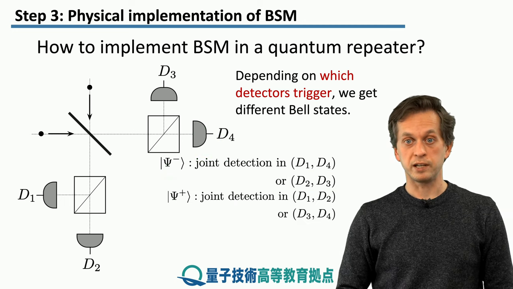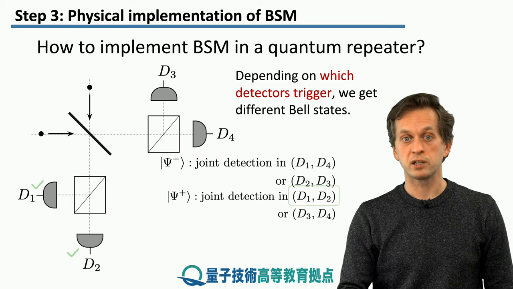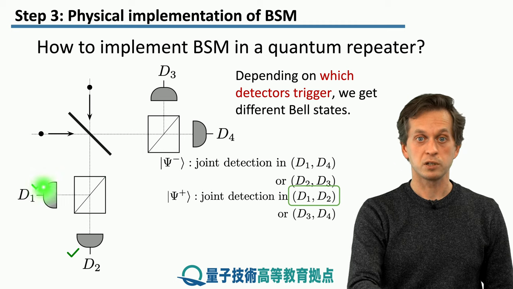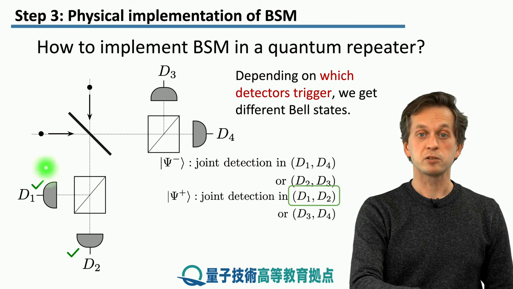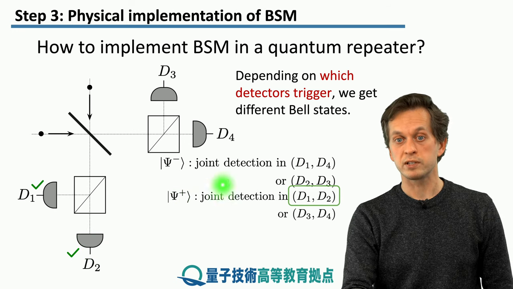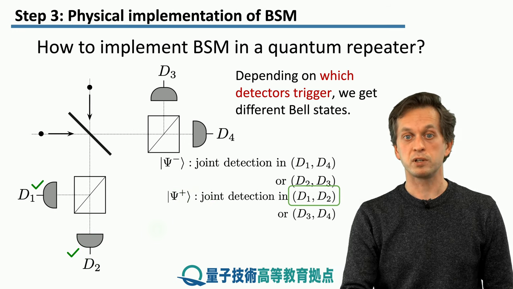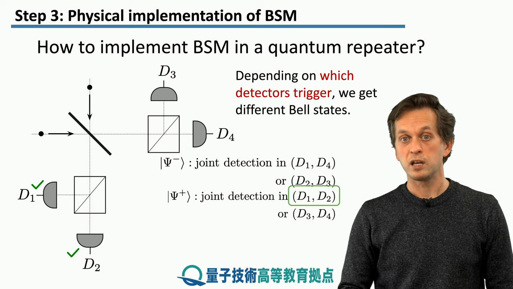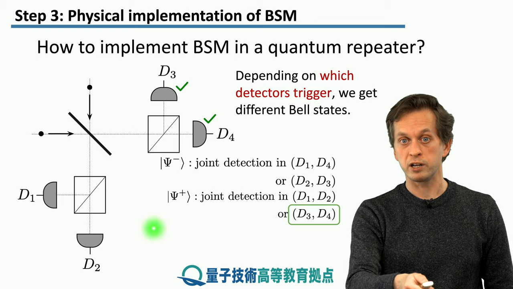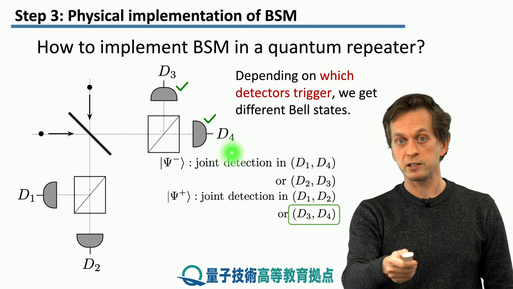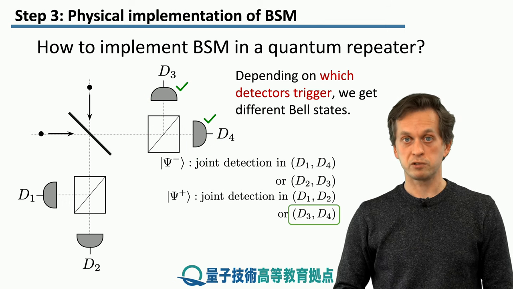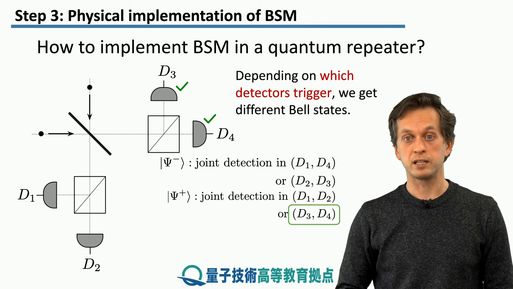A different pattern of detection that we can get is a joint detection at these two detectors in the lower branch of our Bell state analyzer. So if both D1 and D2 trigger, then we can conclude that we have a state psi plus. So this corresponds to another successful Bell measurement. Equally, if we get detectors triggering in the right branch of our Bell state analyzer, so if both D3 and D4 trigger, then we can also conclude that we've got a Bell state psi plus.